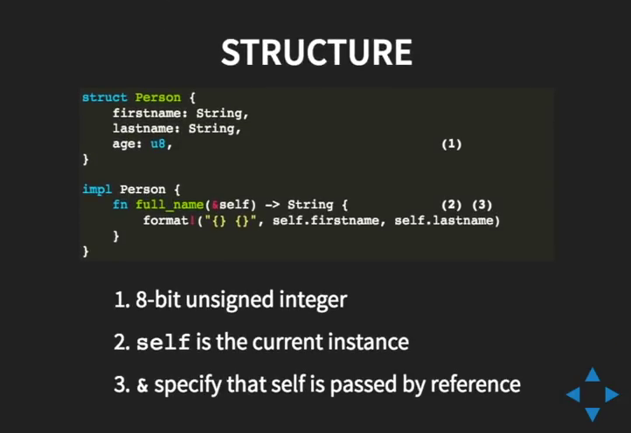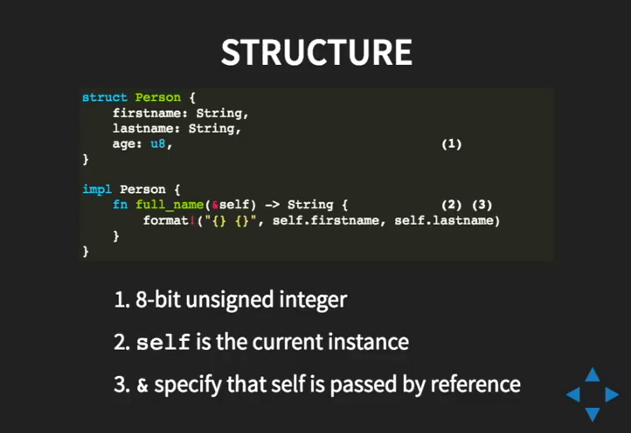And here is how we declare structures. So we use a struct keyword and a name. And between curly braces, we have the identifiers followed by a colon and a type. And we can also declare methods on structures. So we use this syntax with impl and the name of the struct. And between curly braces, we declare the methods of the struct.